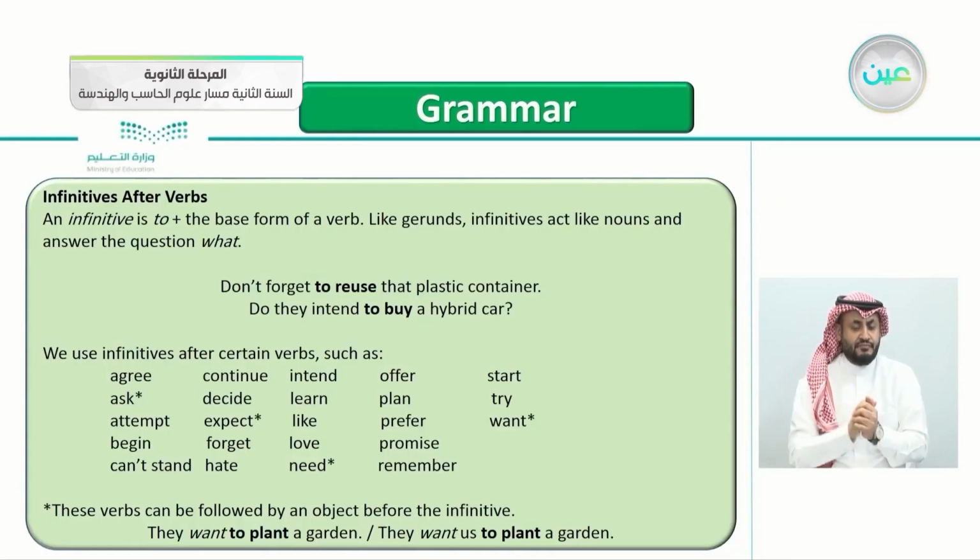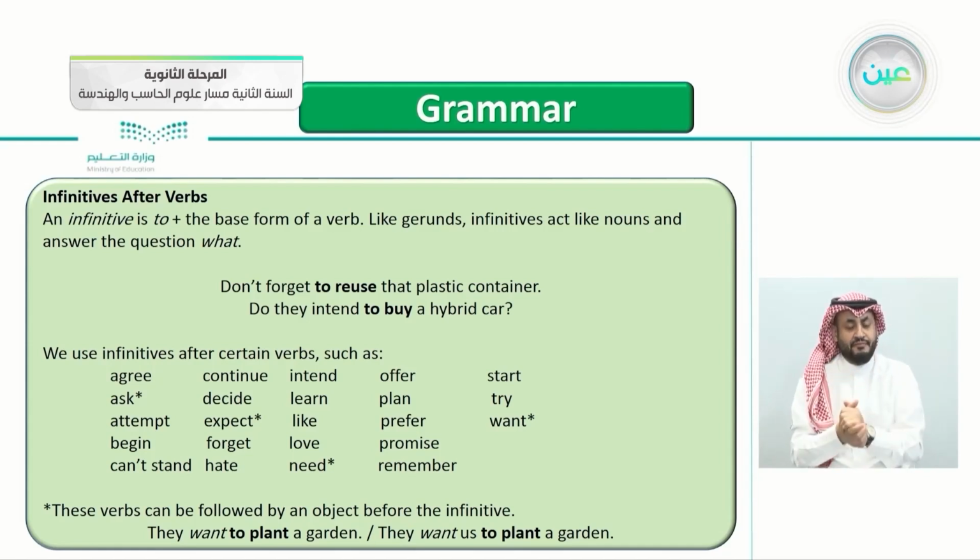And notice here some of these verbs have some marks on them. What do they mean? These verbs can be followed by an object before the infinitive. Again, these verbs like ask, expect, need, and want. For example, they want to plant a garden, or they want us to plant a garden. So us here is an object.